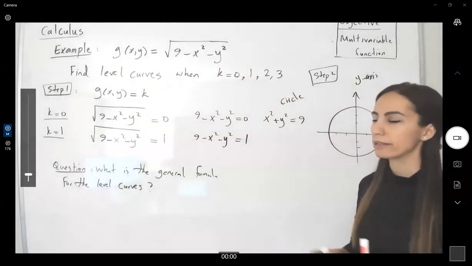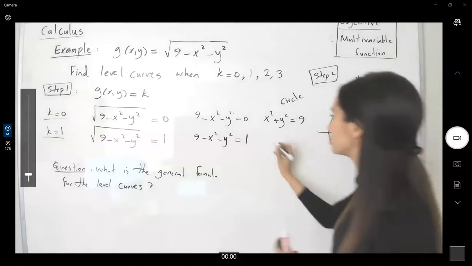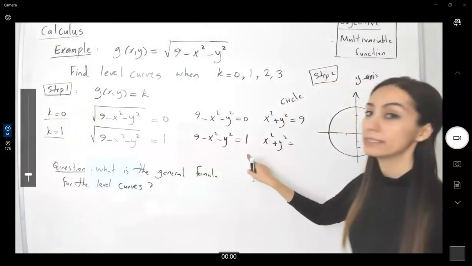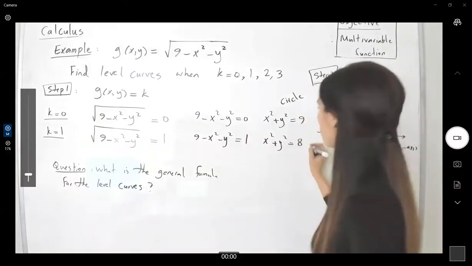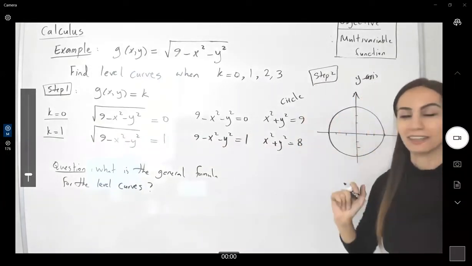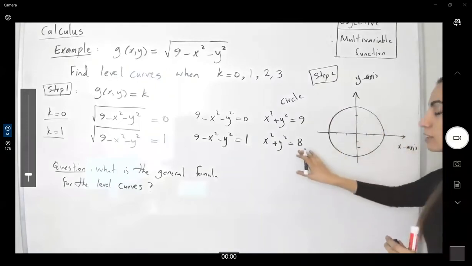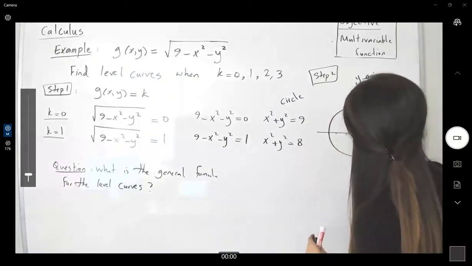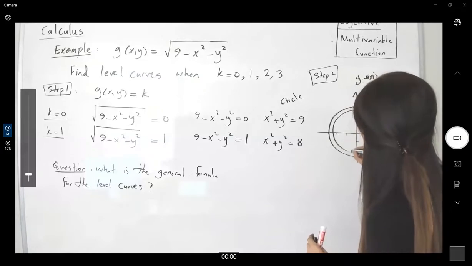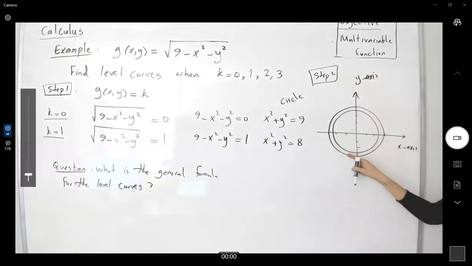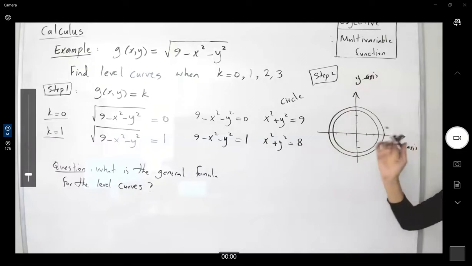Okay, let's do a little bit of algebra. Let's rearrange these. We get x squared plus y squared equals 9 minus 1, which is 8. Well, my radius is shrinking. It means that here I have the square root of 8. This is the second circle. It's getting smaller and smaller.